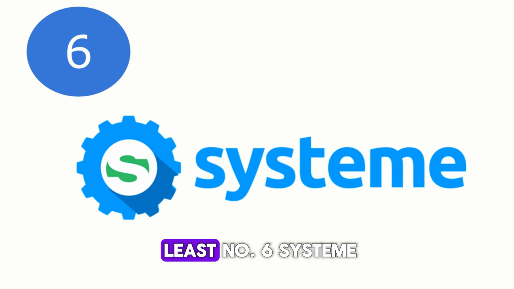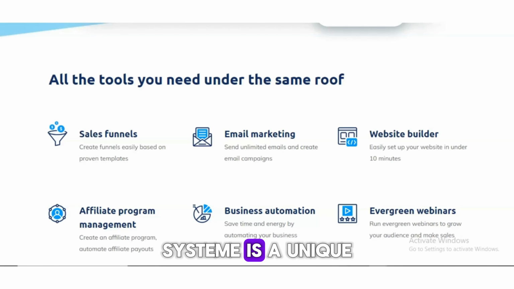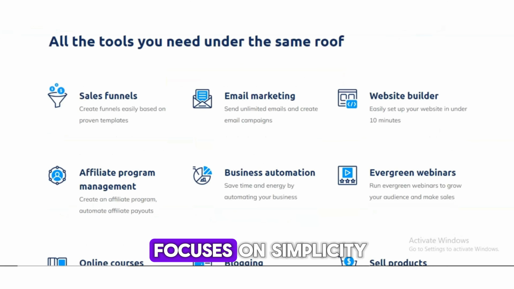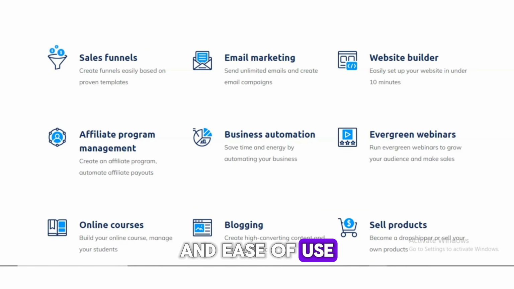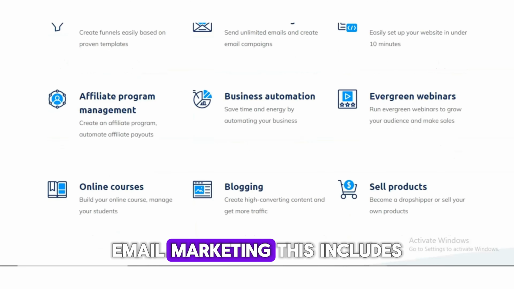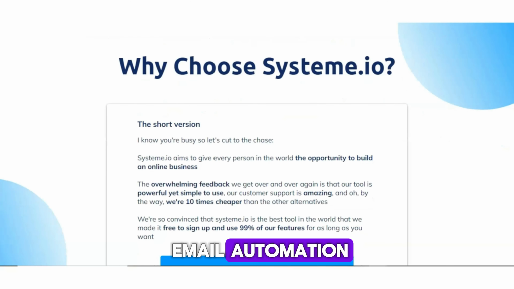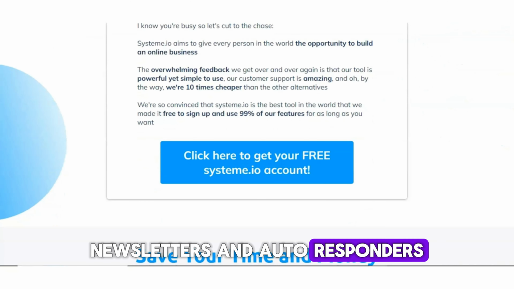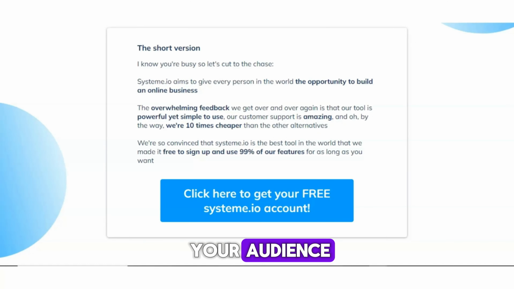Last but not the least, number 6. Systeme. Systeme is a unique email marketing tool that focuses on simplicity and ease of use. The features of Systeme are 1. Email marketing. This includes email automation, newsletters, and autoresponders to nurture and engage your audience.